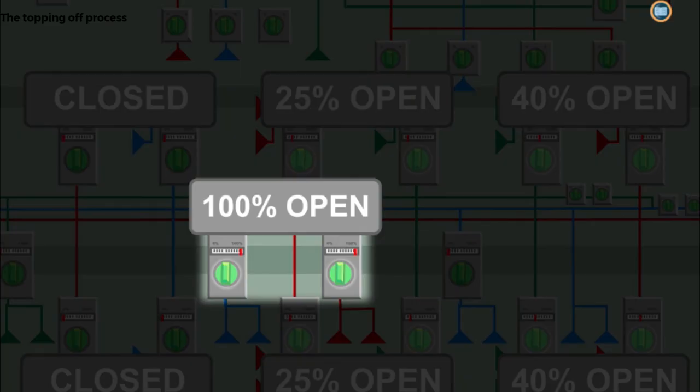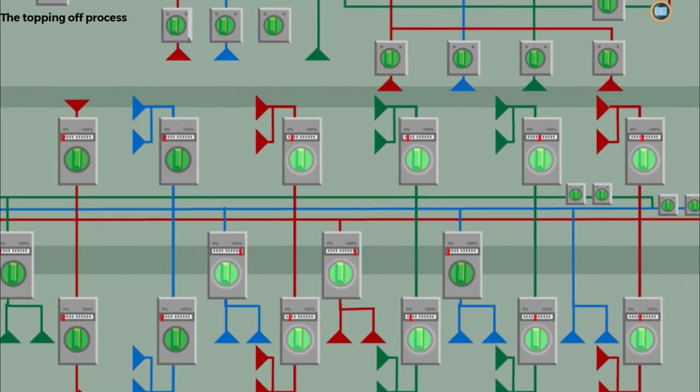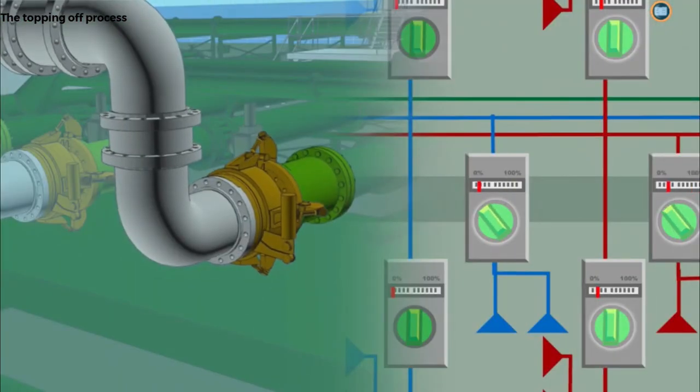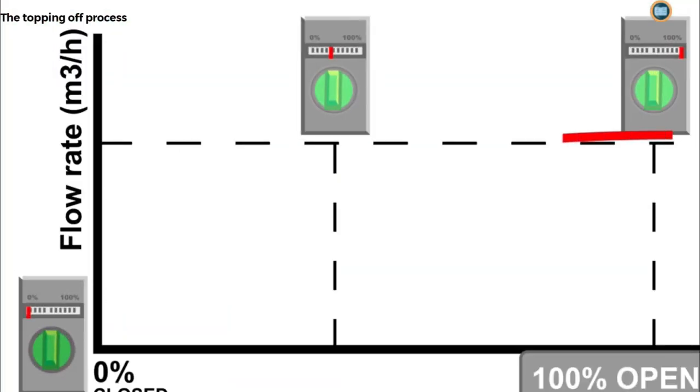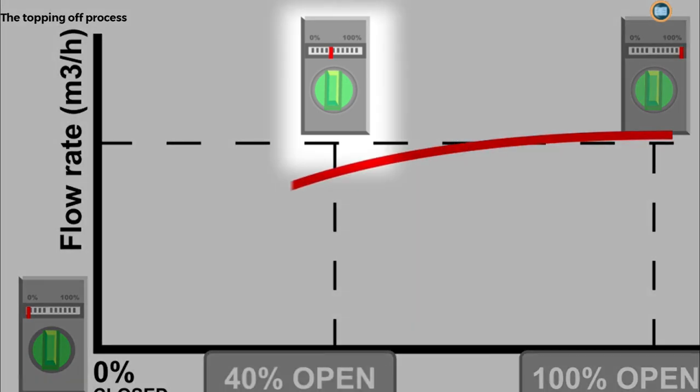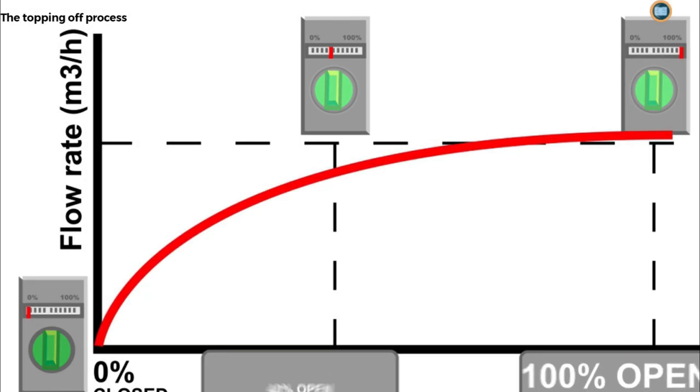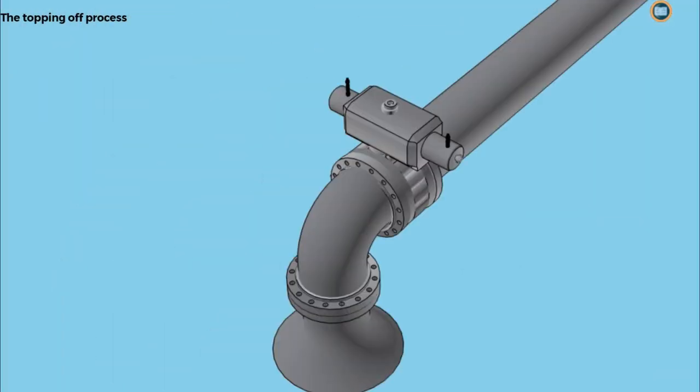A limited number of valves must remain fully open depending on the flow rate, but closing too many valves too quickly can cause a pressure surge. When closing butterfly valves, the flow rate remains more or less unchanged until the position of the valve reaches 40% of the fully open position. Below that, the flow rate reduces significantly.